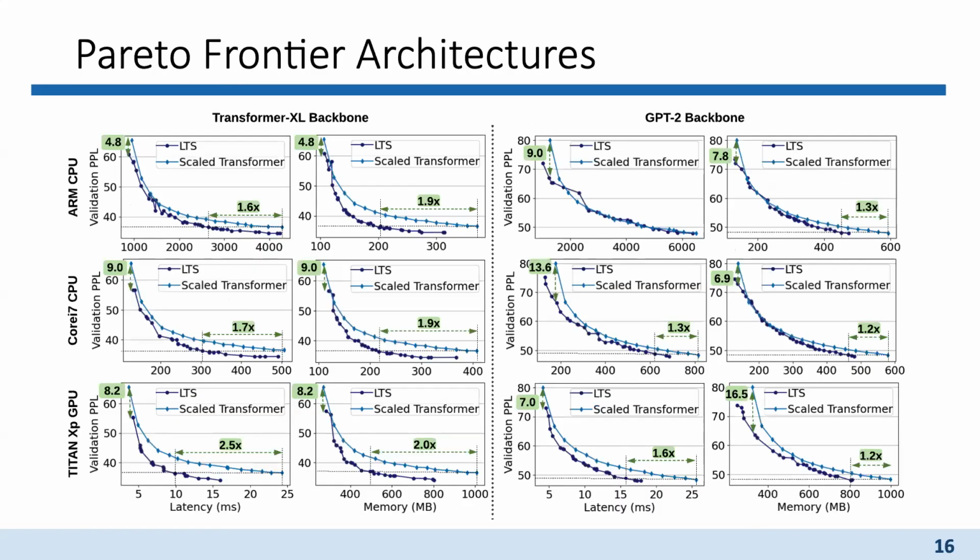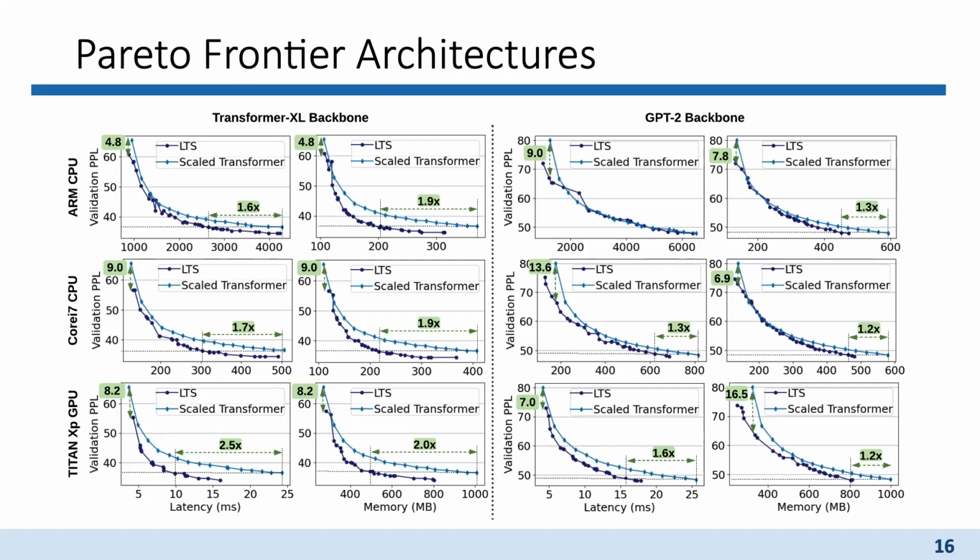We also compared the Pareto frontier models found by NAS with a scaled version of the backbone architectures, which are essentially the same per layer parameters proposed in the original papers, and we are varying the number of layers between 1 to 16. As you can see, in the low latency regime, our search finds models that have significantly lower perplexity compared to the baseline.